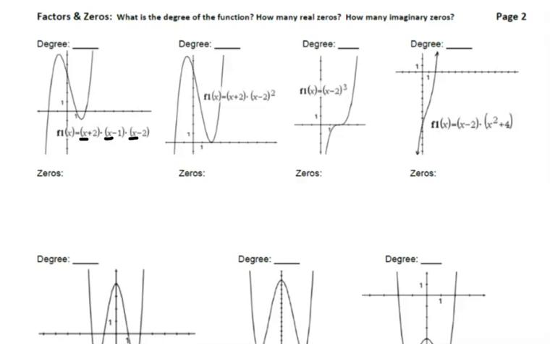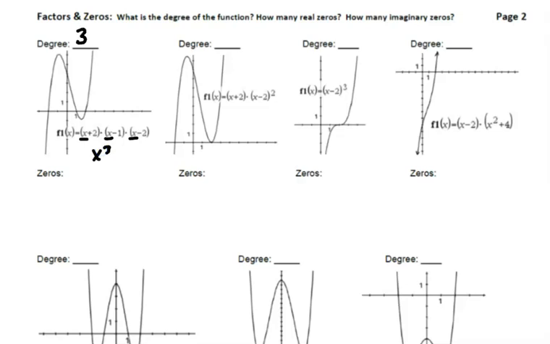Now I want to look at a number of different polynomial functions and apply some of the characteristics that we've talked about and expand a little bit into talking about imaginary zeros. So let's look at the first row and look at the degree of the function. Notice that this is x plus 2, x minus 1, x minus 2. If I were to multiply this out, it would be x times x times x, which would give me an x cubed function, which means the degree is 3.